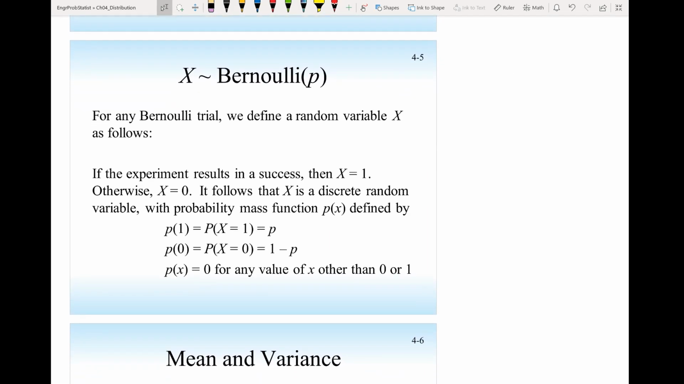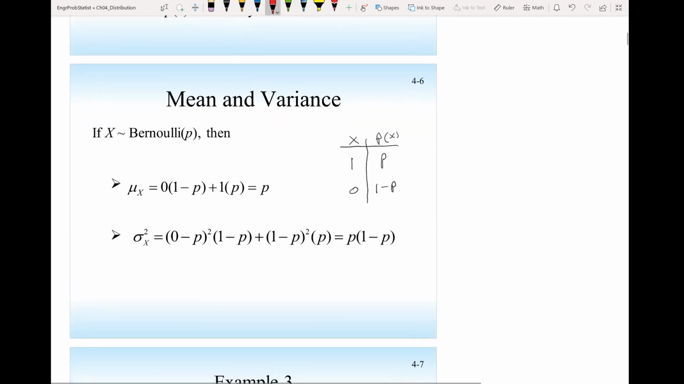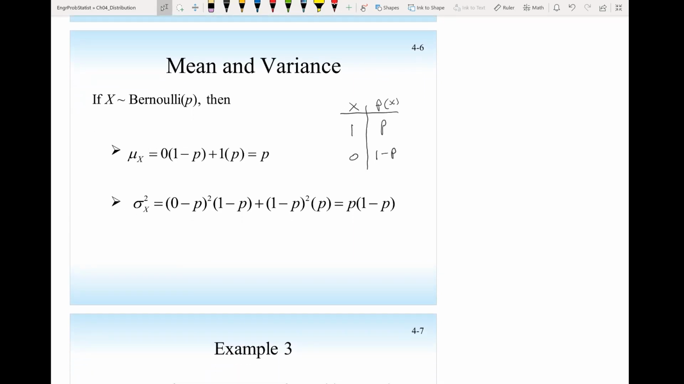So after we define a random variable x to have a Bernoulli distribution, then we will say the random variable x has a Bernoulli distribution, and the only parameter you need is the p, which is the probability of success. Now let's find the mean and the variance of the random variable x that has a Bernoulli distribution. First, let's show the probability mass function. So the random variable x has two possible values. 1 for success, 0 for failure. The probability of 1 is p. The probability of 0 is 1 minus p.